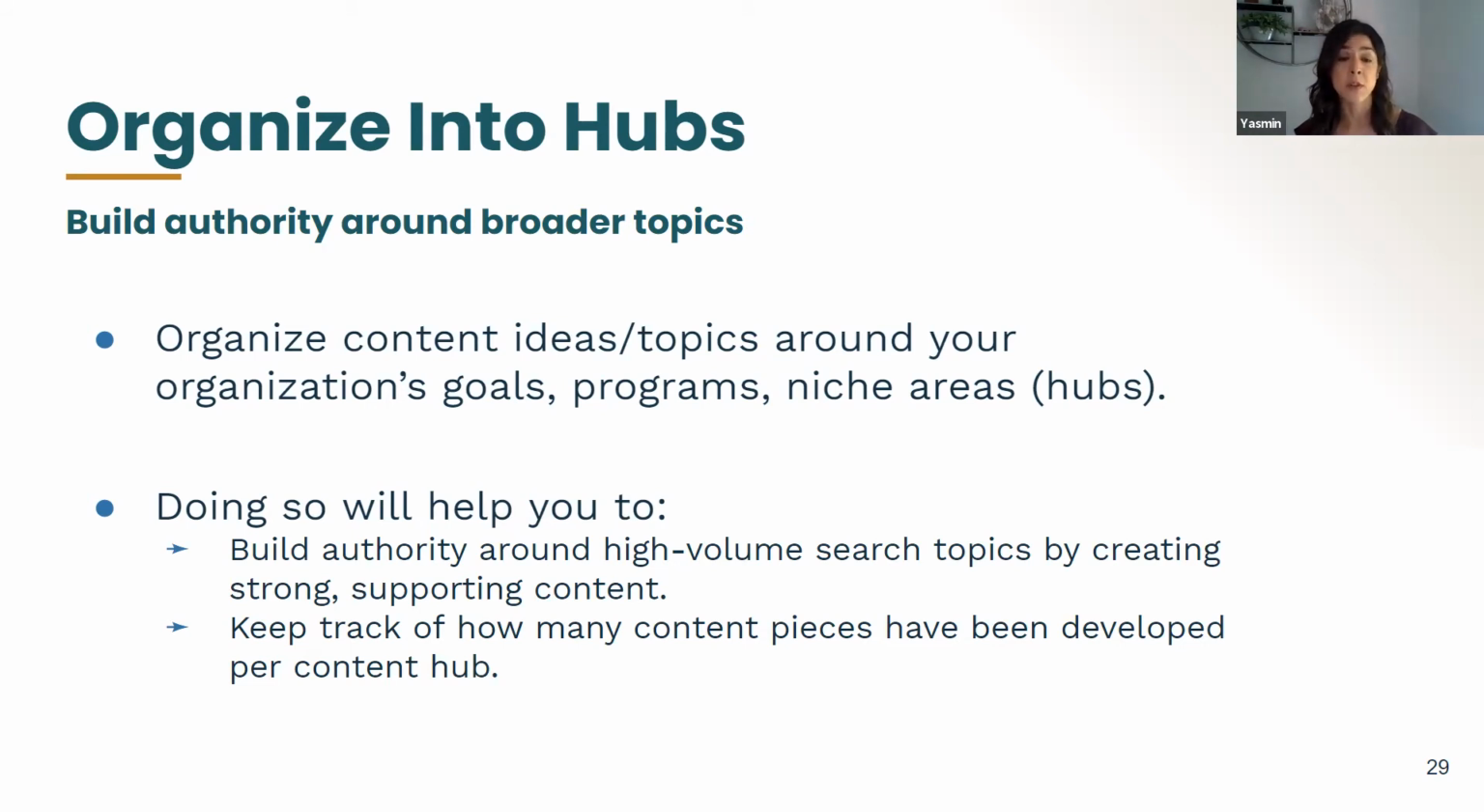This also just helps you to keep track of how many content pieces have been developed for each hub. The reason that I think that's important is because sometimes it can become very lopsided, where you end up developing a lot of content for one hub and then maybe only 3 pages around another. So depending on what your priorities are, if you're really trying to target the specific programs that your organization offers, then you want to make sure that each of those is represented equally so that you're building authority around all of those different hubs.